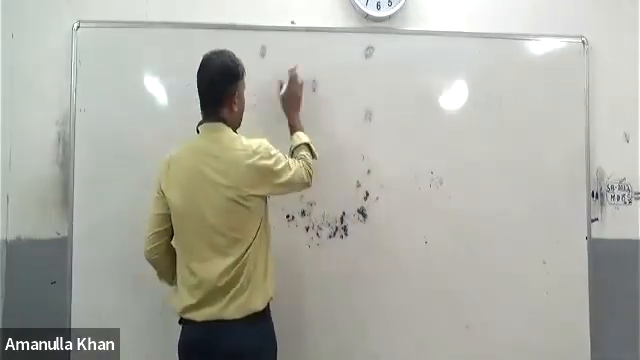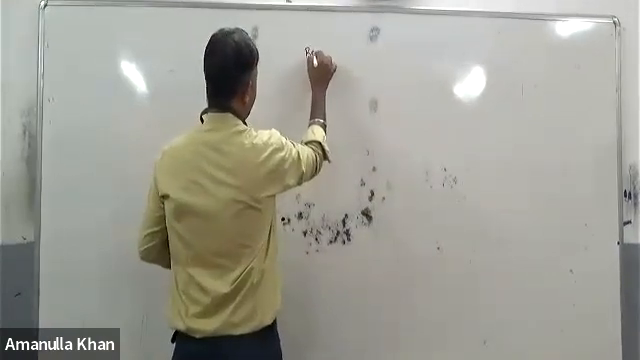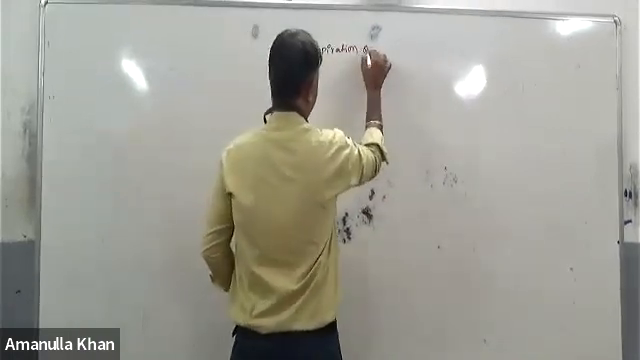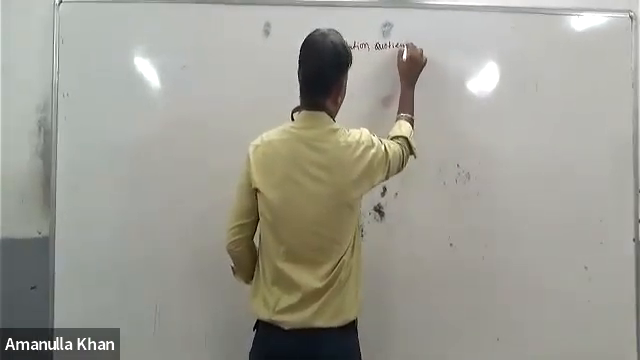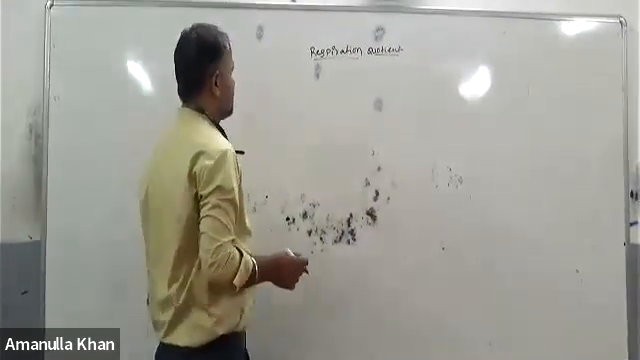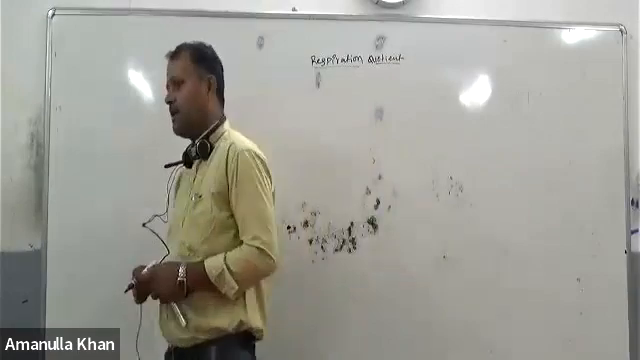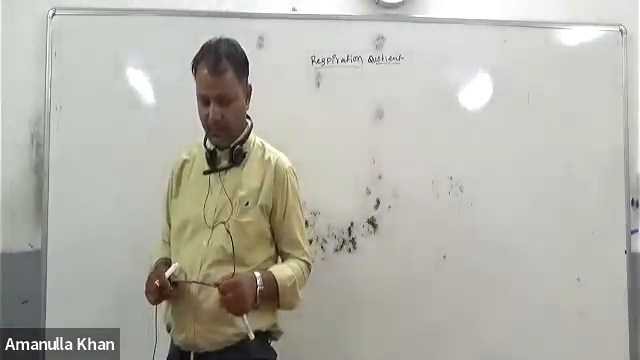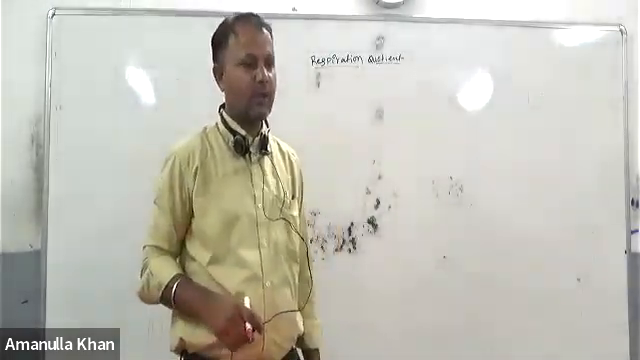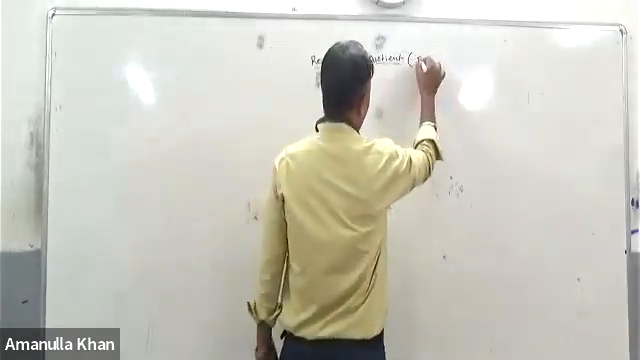First, the amphibolic pathway. Before the amphibolic pathway, we discuss the respiration quotient. What is the respiration quotient? Volume of CO2 evolved by volume of O2 consumed is called the respiration quotient. In short form, it's called RQ.